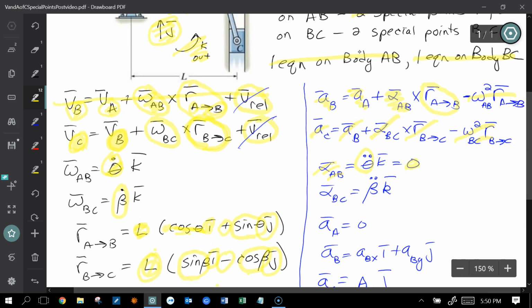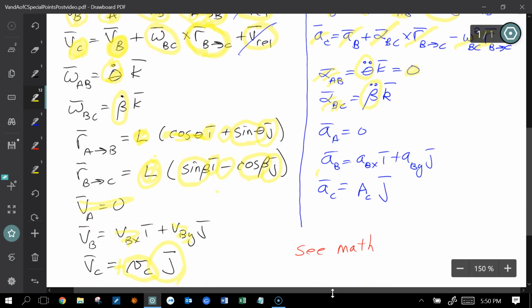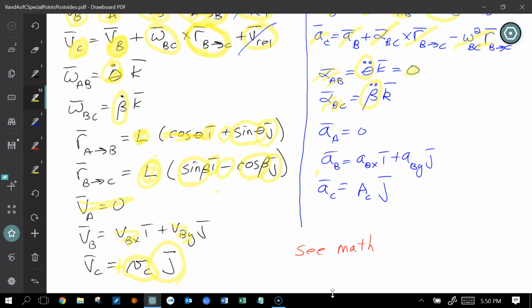Okay? On the left, I found the omega BC. On the right, I'm going to find the alpha BC. Is it simple? Yes. Well, then it's a double derivative of an angle. What angle? Beta, just like it was on the left. See what I mean by mimic? Okay. Then the r's, I don't need to repeat the r's, they're the same as they were before.